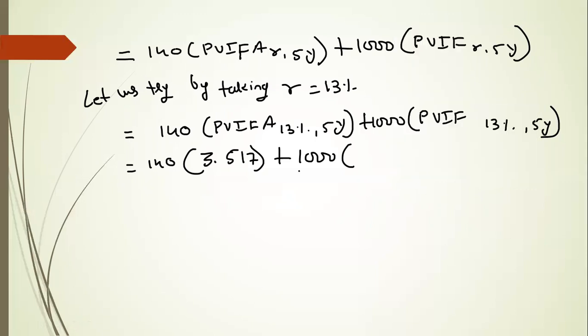So 1000 into the present value interest factor for 13% for 5 years. From the table I take the value, 0.543. Okay, so got the value. Let's multiply 140 into 3.517. So I get the value 492.38, plus 1000 into 0.543, so I'll get 543.